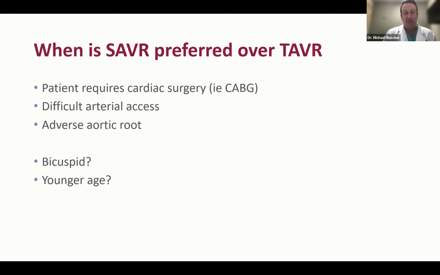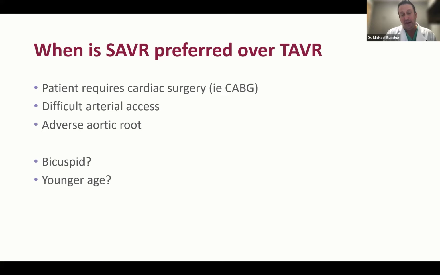If somebody has difficult arterial access, so if the arteries in the legs or the arteries in the arms are too diseased and we cannot get our equipment through them, then we have to look at doing open heart surgery or other options. And then finally, adverse aortic root. So that goes back to the pictures we mentioned before. In some patients, the aorta is just too small to have a TAVR procedure. In that case, we have to do open heart surgery.